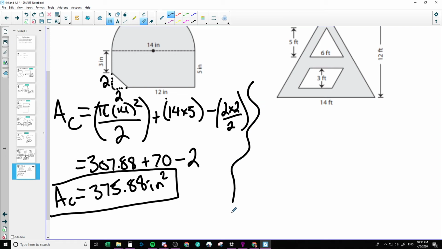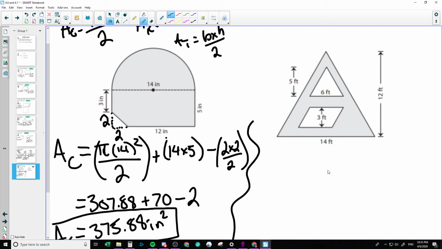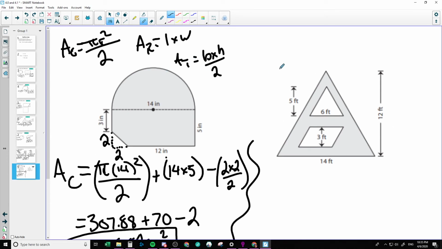Okay. Last composite shape, last question for this video. And this one is again more complicated. We see a shaded shape here. The white shapes in the middle are cutouts. So when we're talking about area, we're going to have to calculate the area of the big triangle. And then we're going to have to subtract the area of the little triangle and the area of the parallelogram. And you'll remember that the area of a parallelogram is base times height.